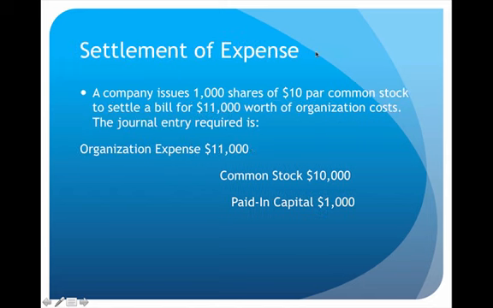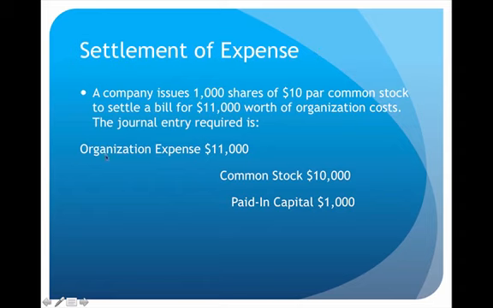Then this is another example. This is a little different. In this case, this company is going to issue 1,000 shares of $10 par common stock, but it's not in exchange for land or an asset or even for cash. It's actually to settle a bill. We owe some company out there $11,000 worth of organizing costs. So we would normally have to pay that bill with cash. But if we negotiate with that company, and they're willing to accept our stock, we could pay them with stock. So that is stock as the settlement of an expense.